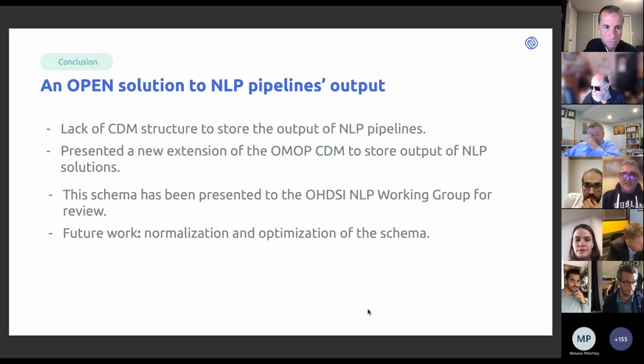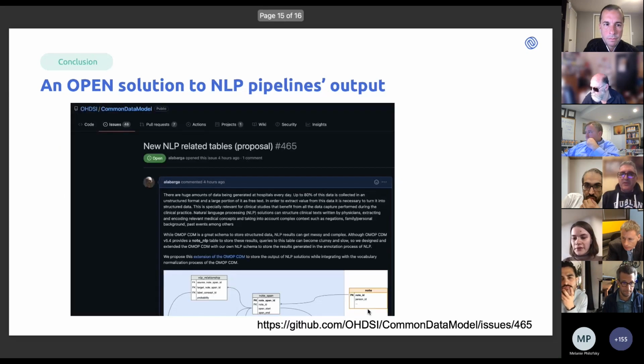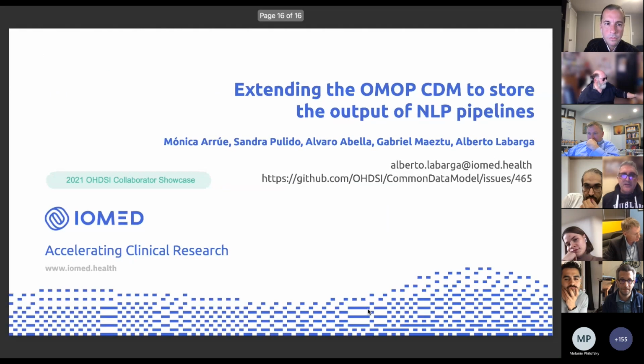But we think that this is the way to go. This is an open proposal to the community to create a new schema. We already work with the NLP group, and we have already submitted a proposal using a proposal issue in the GitHub for the common data model, and we are happy to receive comments and to carry on the discussion there. So thank you very much.